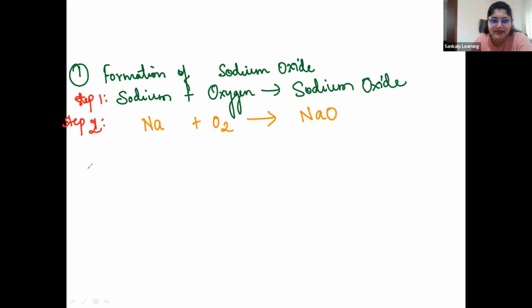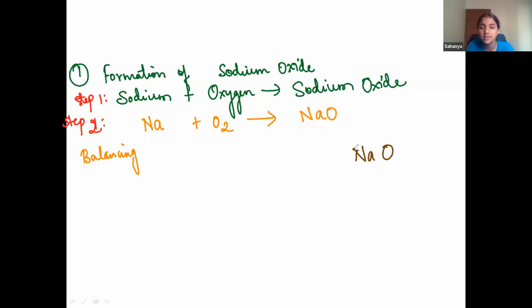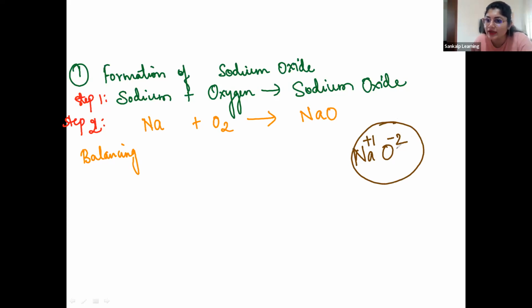Now I have to balance this. Na on the LHS is one, and oxygen is two. Just a second, see here. Sodium here, NaO. Do you know the oxidation state of Na? It is an alkali metal, and all alkali metals will be in the +1 state. And oxygen is -2. So is the overall molecule balanced? Is it neutral?